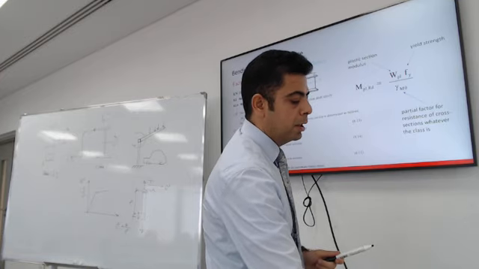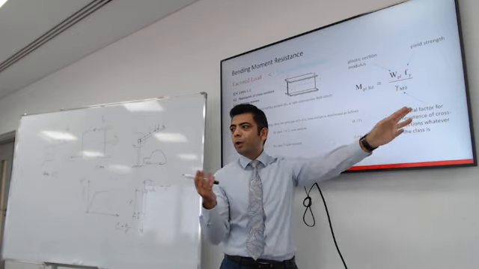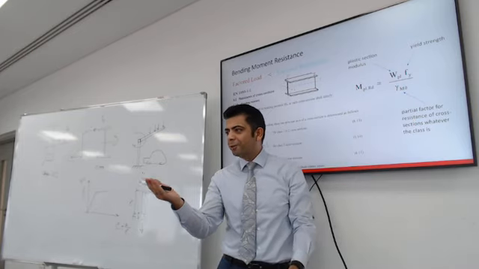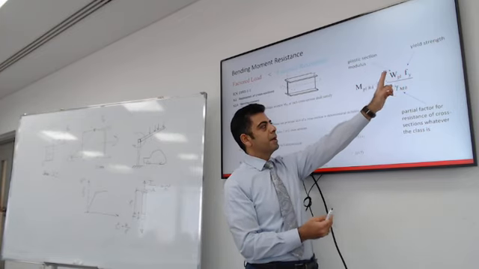Okay, what else do we need? Did we figure out this factor? How much is this factor? 1. Where did we get the 1 from? From the code. The code told us it's 1. All right, so we need 2 more things. F yield and the section modulus.